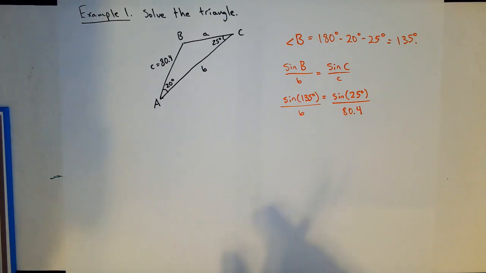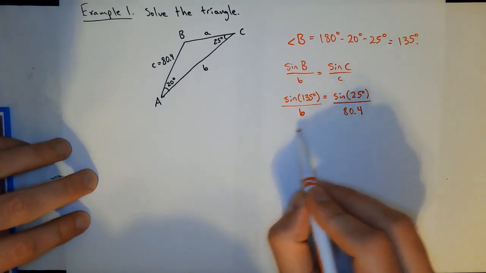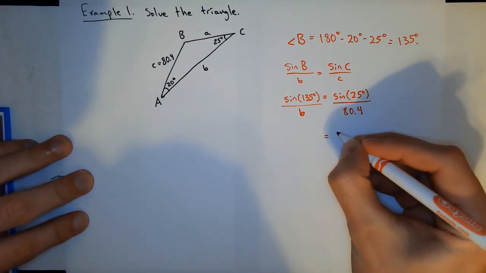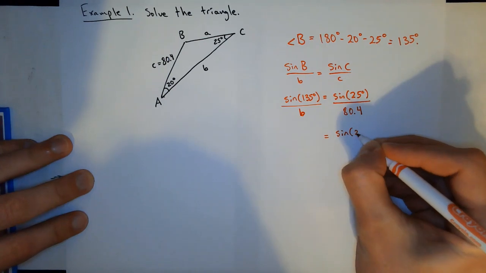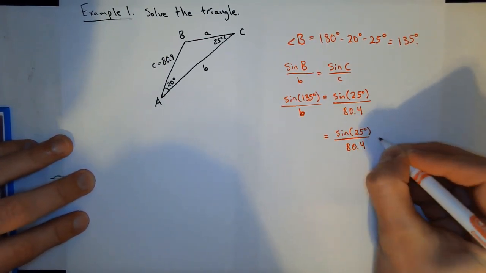Now I need to do some algebra to solve for b. Since b is in the denominator, I need to go ahead and multiply by b over here. So I'll work this out. For this example, I'll work out the algebra explicitly, but then I'll probably start skipping steps in the later examples.